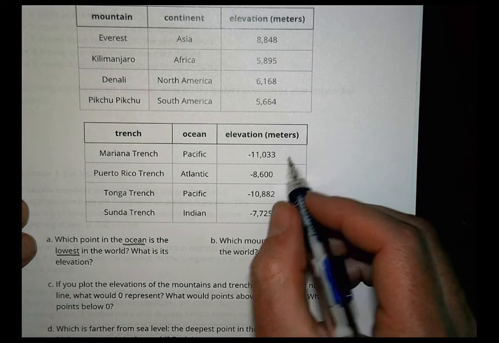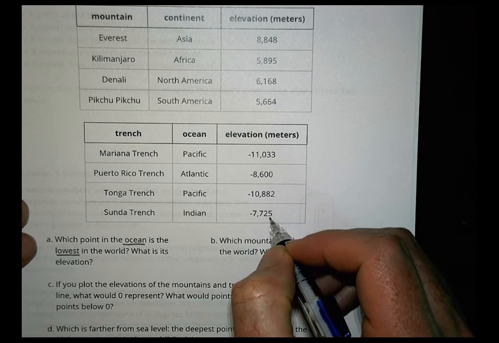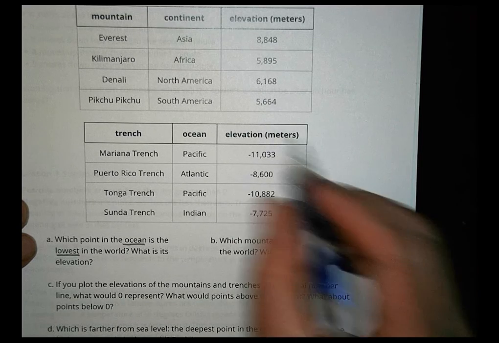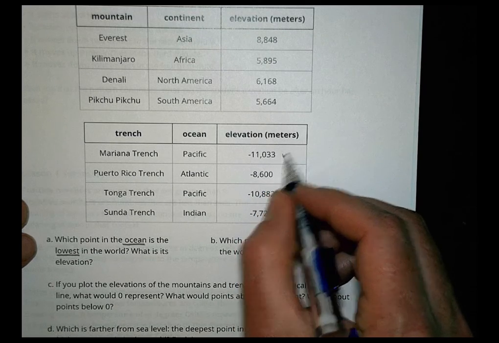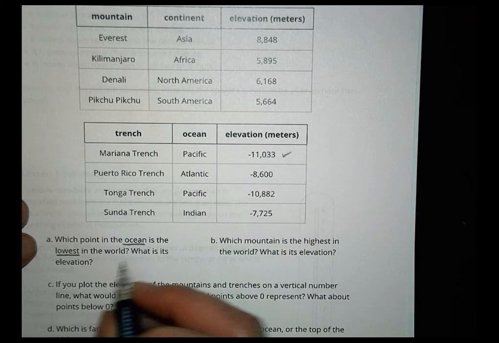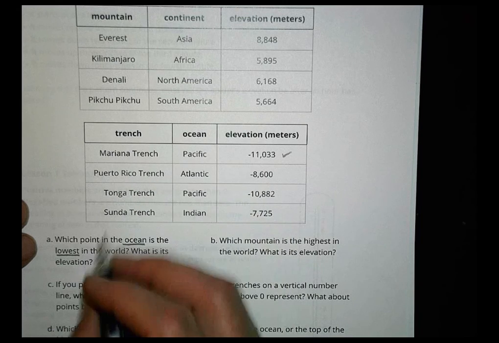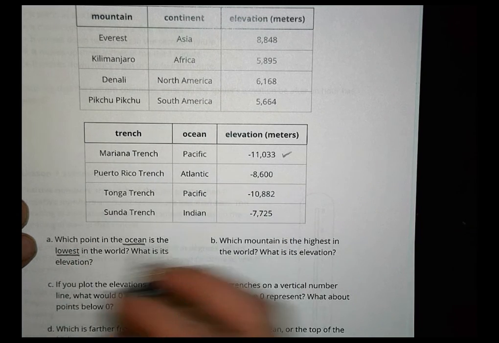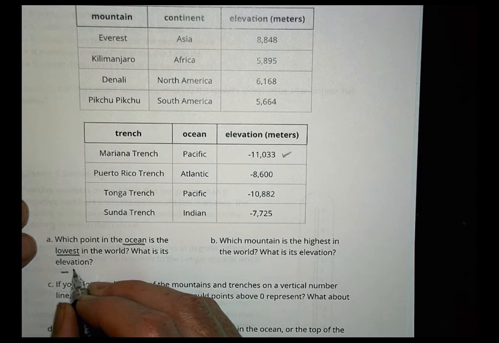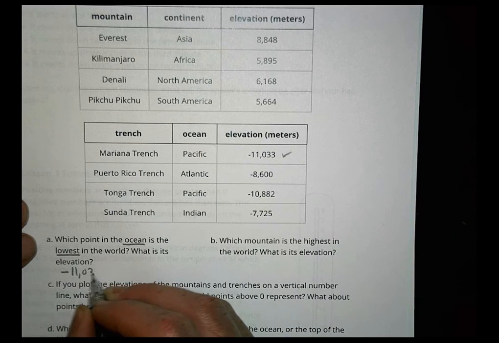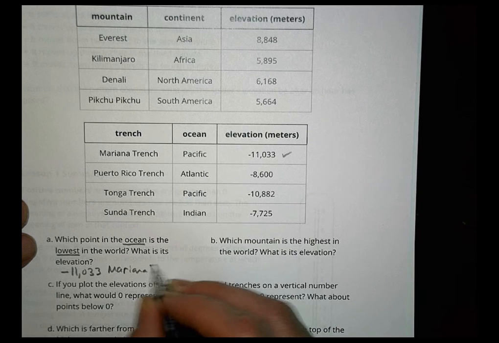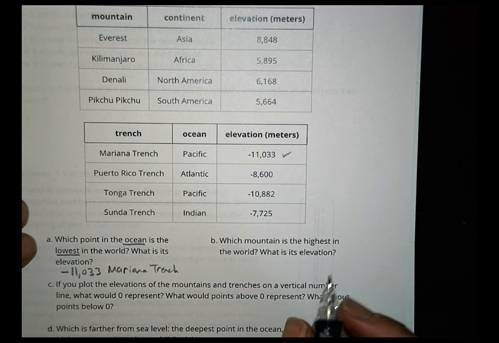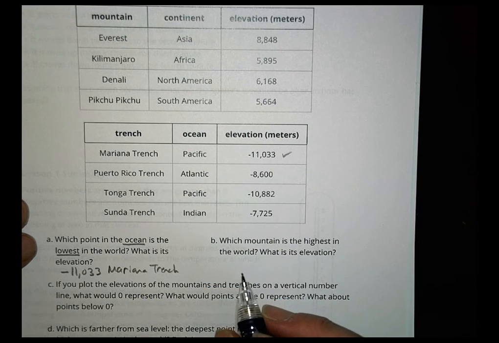So what's our greatest number over here? Or I should say greatest absolute value number. The largest absolute value number is going to be right here at -11,033 meters, which is in the Mariana Trench. So the lowest elevation is 11,033 in the Mariana Trench. Okay, that's the lowest elevation and where it's located.